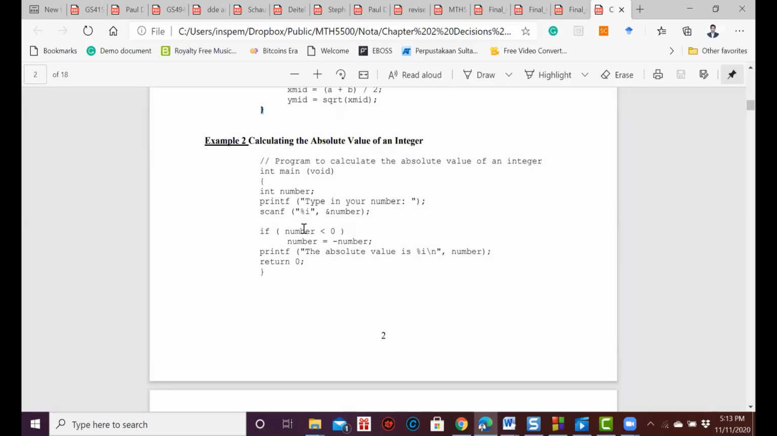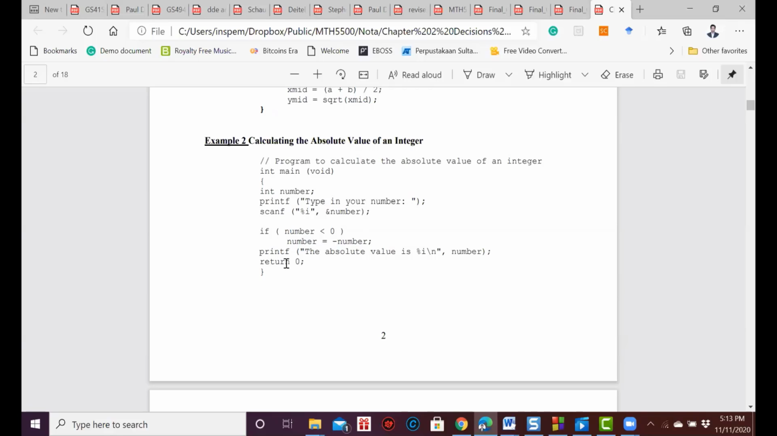Okay, and then if number less than 0, that means negative. So we change the number to become positive: number equals minus number. And then print the absolute value is the number. The important part is here. If number is negative, then we change the number to become positive. The simple minus number means since number is negative, the minus will become positive. So number will become positive.